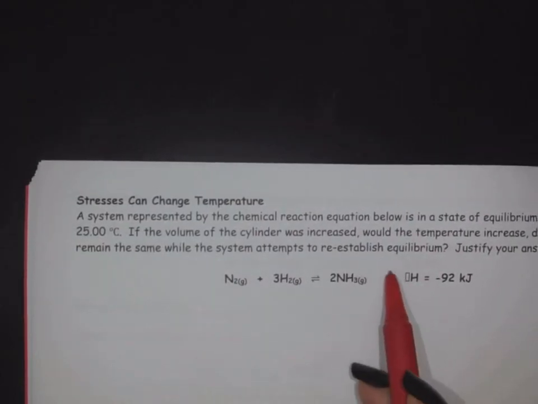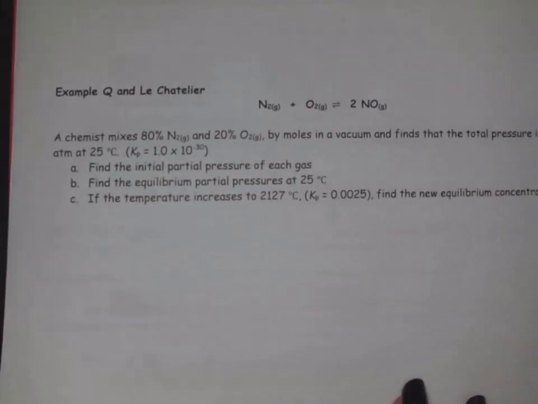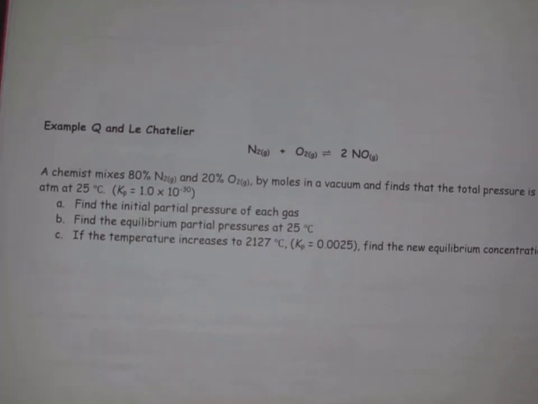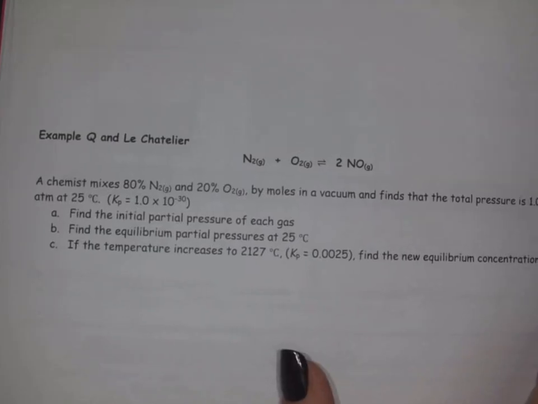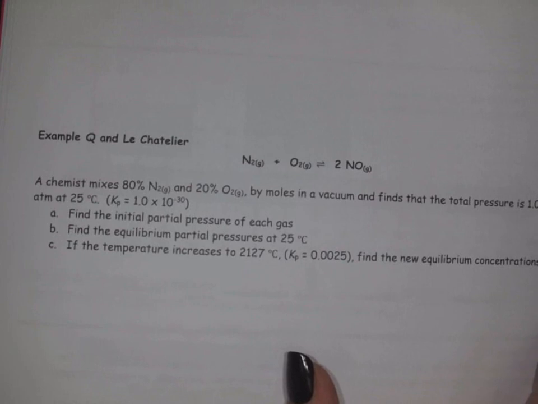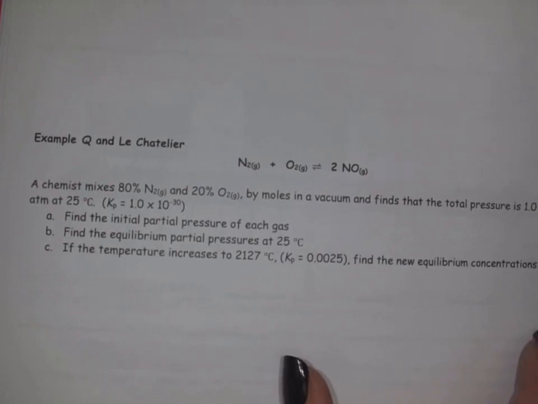And so this is another example where temperature changes. And then find the initial partial pressures of the gas. A chemist mixes 80% of N2 and 20% of O2 by mole in a vacuum and finds that the total pressure is 1. Okay, and then find the equilibrium partial pressures at 25 degrees Celsius, and then if the temperature increases. Did they ever tell us that this one's endothermic or exothermic? No, okay, I think I must have missed that. But is this the same as another one?